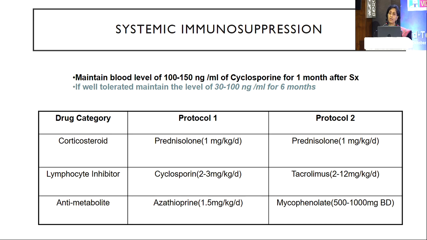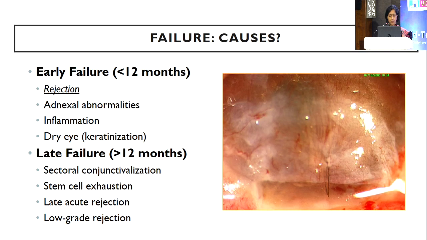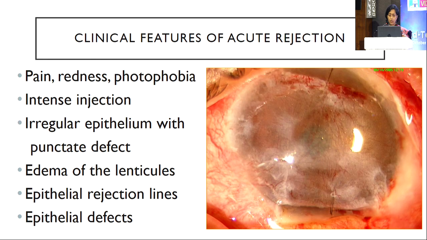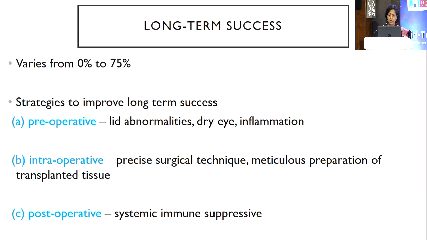So here again, quickly, post-op care. This is what I meant about systemic immunosuppression. This is serious immunosuppression. If you do an allograft, it requires 3 levels of drugs: a steroid, a lymphocyte inhibitor, which is cyclosporin, and an antimetabolite such as azathioprine. And now we have mycophenolate as an option, and tacrolimus can also be used. Causes for failure, look at the causes, any local factors, compliance with medications, etc. So long-term success, again, it varies.